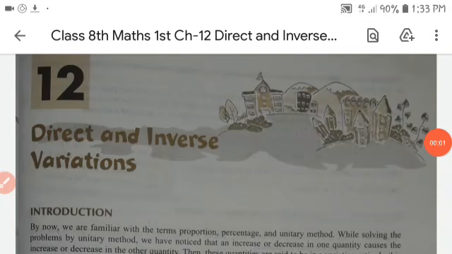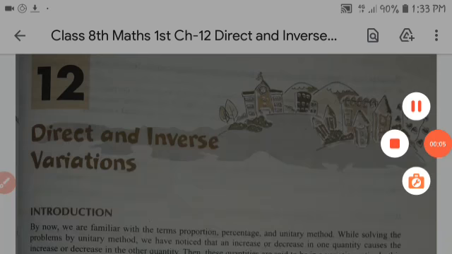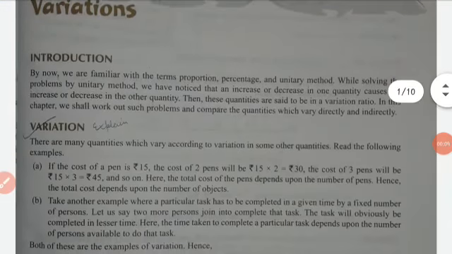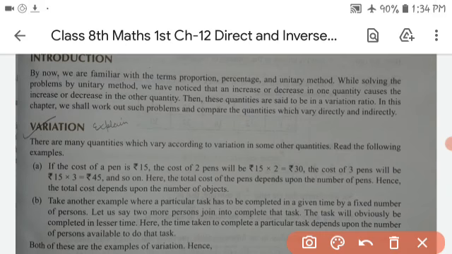Students, today we start chapter 12, direct and inverse variation. Now, what is variation? There are many quantities which vary according to variation in some other quantities.